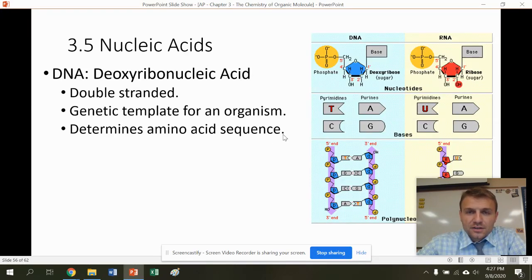The first example of a nucleic acid is DNA, or deoxyribonucleic acid. It's double-stranded. It's a genetic template for the organism, which just means it makes up who you are, and it determines your amino acid sequence. We're going to see a little bit of this when we talk about and do activities in class when we talk about proteins, but you should know a little bit about DNA from your biology classes and middle school classes. DNA just makes us basically who we are.